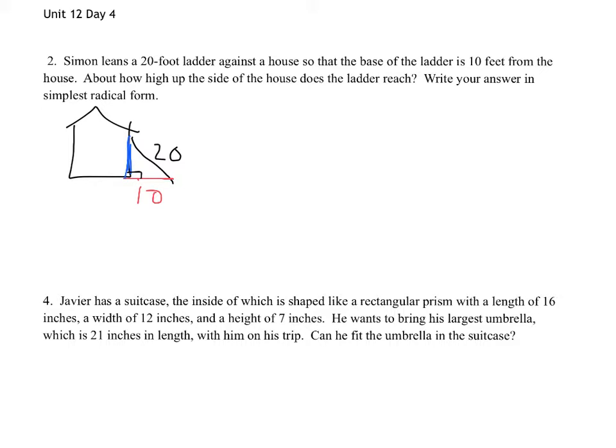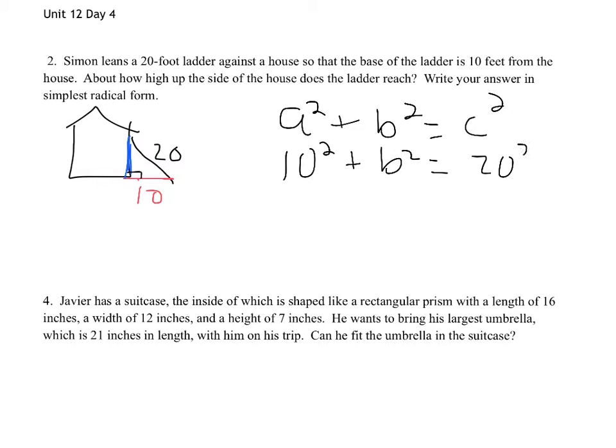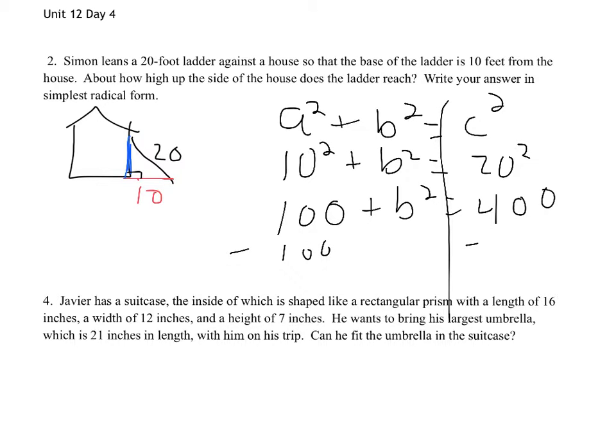Same deal, guys. Pythagorean Theorem, a squared plus b squared equals c squared. I'm just going to substitute and solve. One of my legs is 10, so I'm going to do 10 squared plus b squared equals 20 squared. 10 squared is 100, plus b squared, and 20 squared is 400. Subtract 100 to get b squared by itself. It cancels out. b squared equals 300.